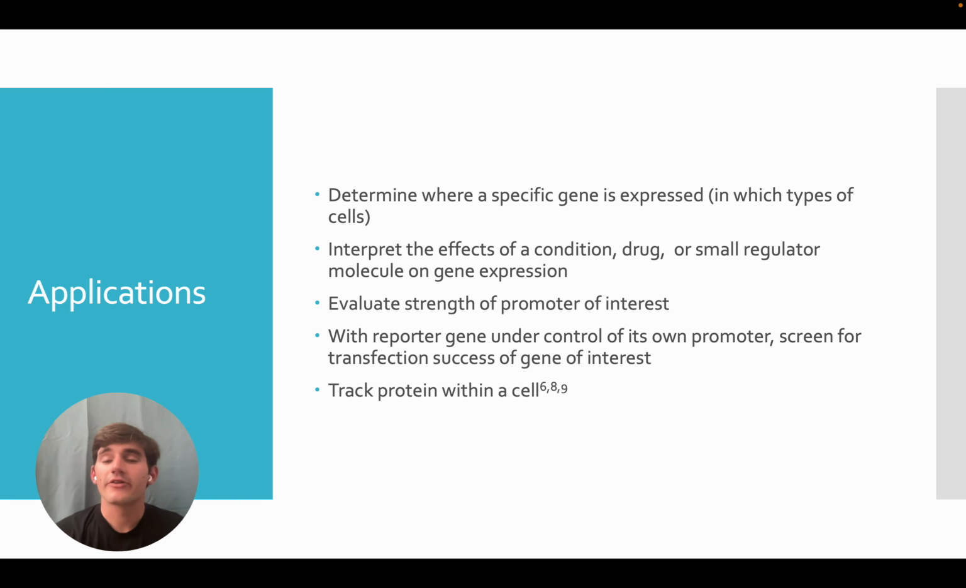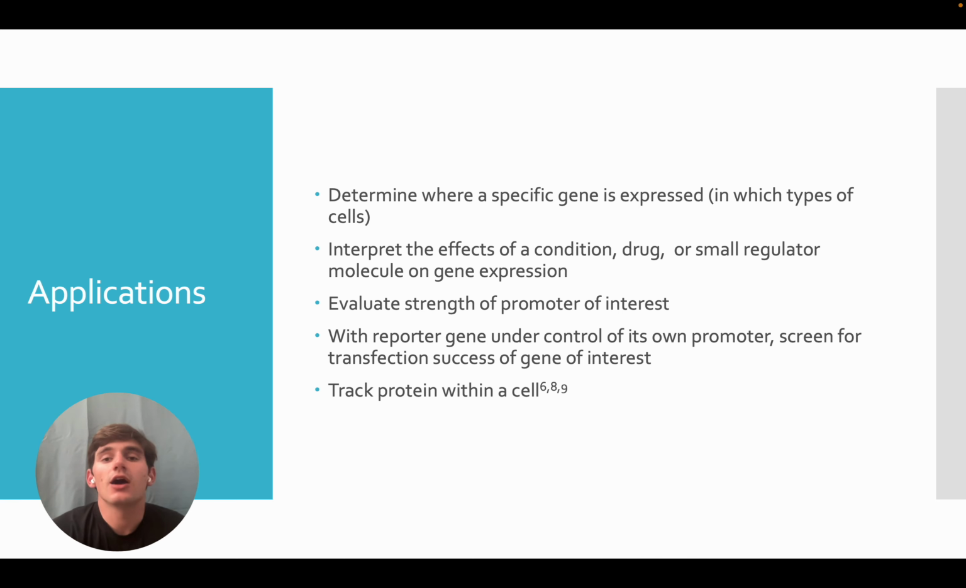As I mentioned before, there are many different applications for reporter assays. Listed here are just some of them. For instance, you can use a reporter assay to determine where a specific gene is expressed, such as in which type of cells. This often utilizes GFP, which can tag a protein and make the protein fluoresce, which we will talk about a little bit later.